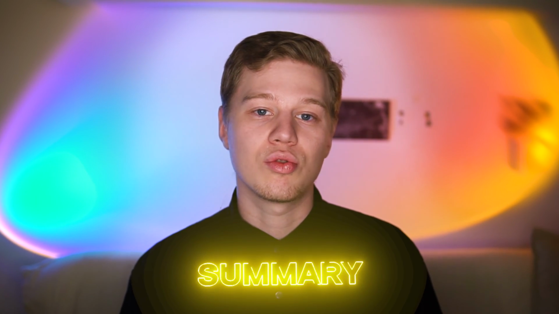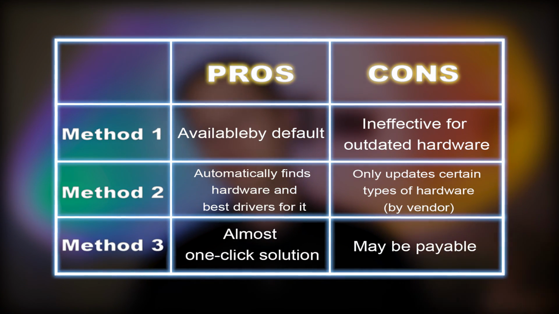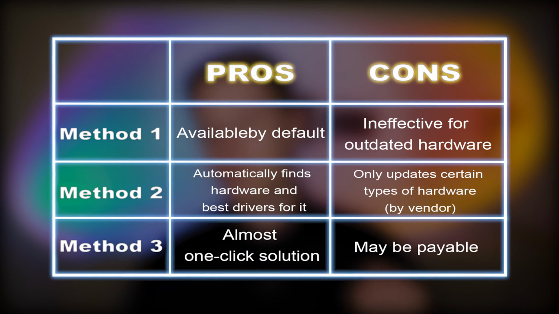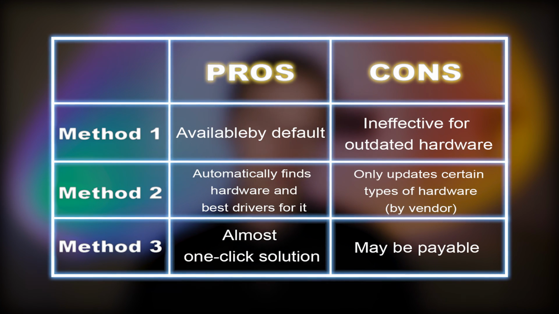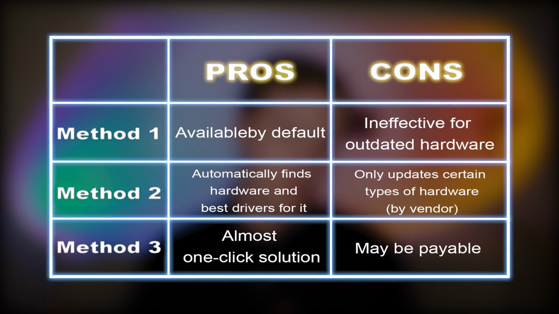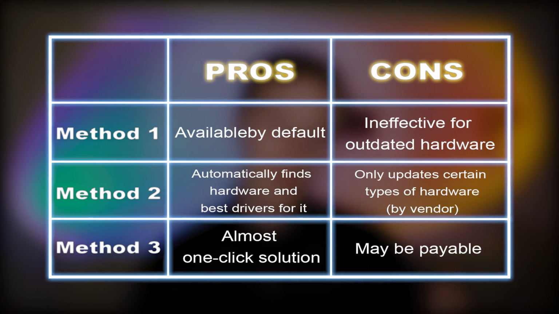Summary. And now, as I promised, here's the short conclusion about pros and cons for each method. Method 1 is available by default, but ineffective for outdated hardware. Method 2 automatically finds hardware and best drivers for it, but only updates certain types of hardware by vendor. Method 3 is almost a one-click solution, but may be payable.